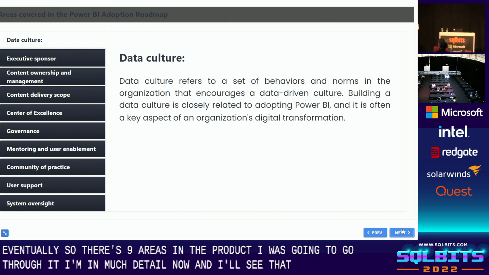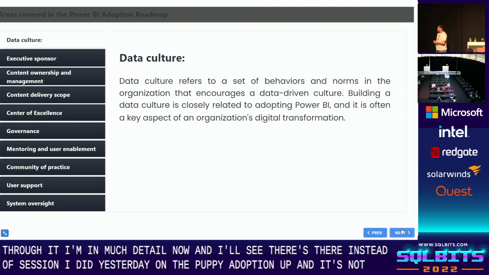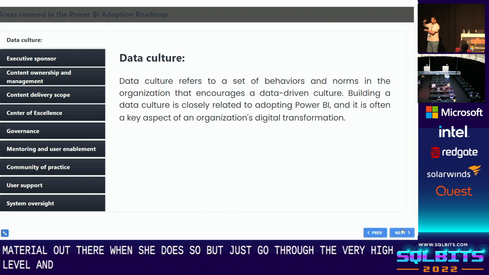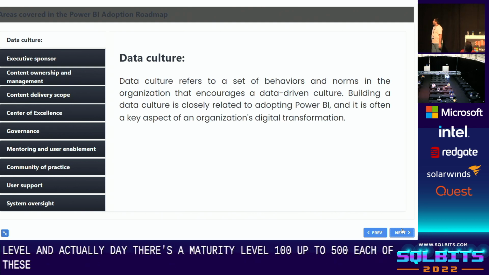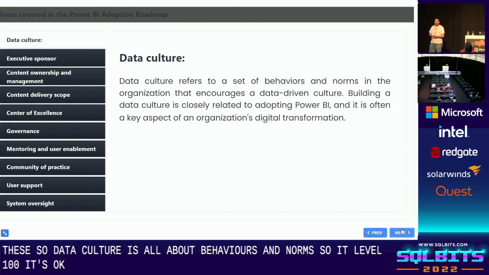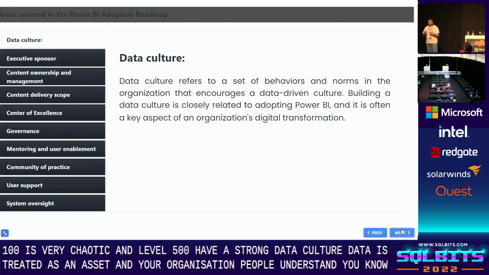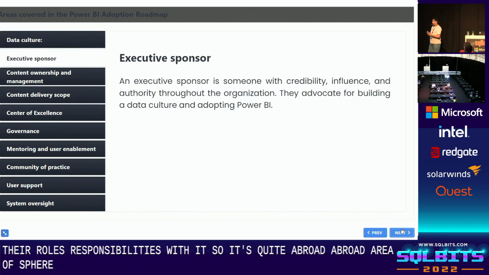Melissa Coates did a session yesterday on the Power BI adoption roadmap, and there's lots of material out there that she does. But just to go through them at a very high level, there's a maturity level of 100 up to 500 for each of these. Data culture is all about behaviors and norms. At level 100, it's very chaotic. At level 500, you've got a very strong data culture. Data is treated as an asset in your organization, and people understand their roles and responsibilities with it. It's quite a broad area, and quite a journey to build up.